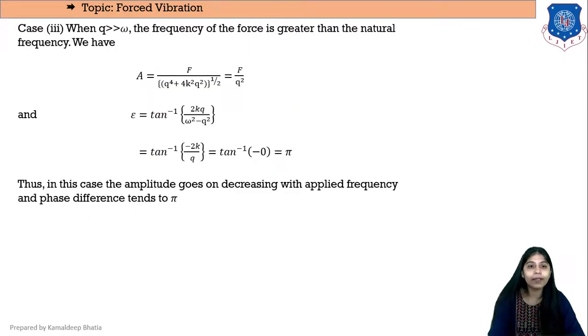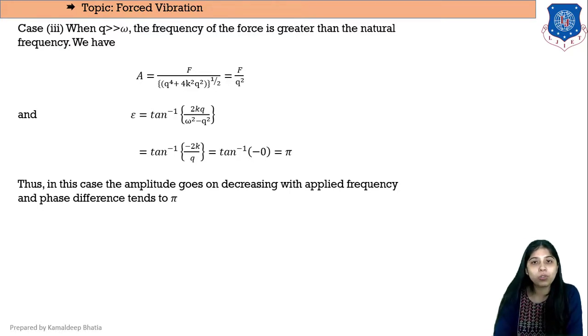Now let us see case 3, when Q is very much higher than omega. So the frequency of force is greater than the natural frequency. So we'll have A is equal to F upon (Q raised to 4 plus 4k square q square) raised to half, which is equal to F upon Q square. Also epsilon is equal to tan inverse 2kq upon (omega square minus q square). So here we will also get tan inverse of minus 2k upon q only.